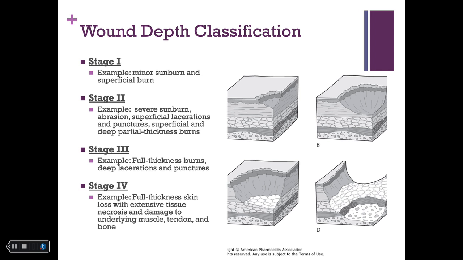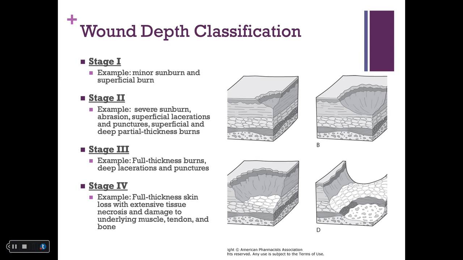Stage 2 wounds are a little bit deeper. And sometimes they call this thickness. We'll actually talk about that in the next slide. But these get down into injury in the epidermis and part of the dermis, which is the second layer of the skin, second outermost layer of the skin.